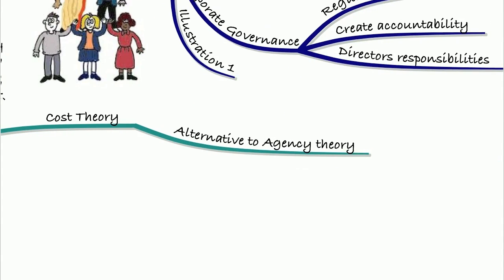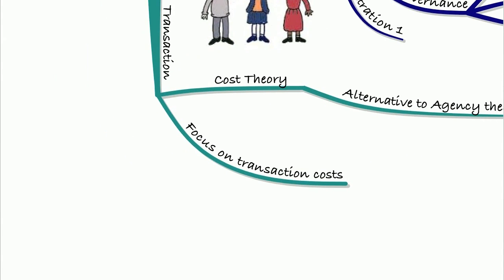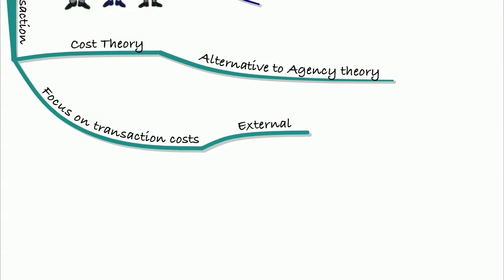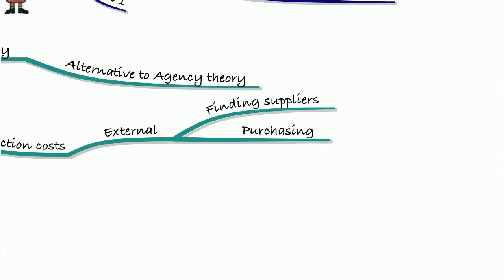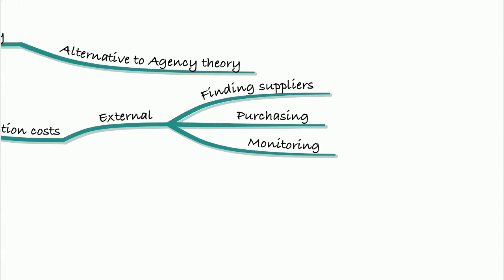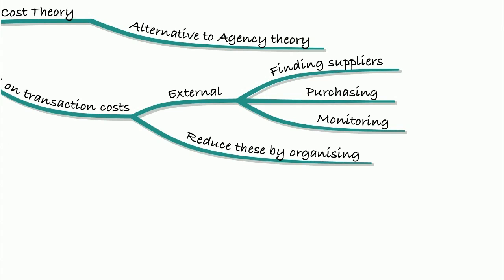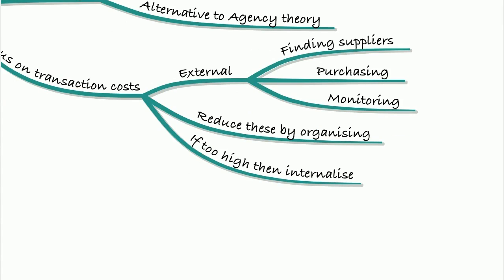Rather than focusing primarily on the relationship between the agent and the principal, what we focus on here are the transaction costs. That's the costs within an organisation, the costs of doing business. External costs such as finding suppliers, purchasing costs, those monitoring costs of the management, well, those need to be reduced. And we can reduce them by organising, i.e. by having corporate governance codes. If the costs are too high, we may well internalise those costs, so we could bring them internal to the organisation. By focusing on those transaction costs, and reducing them by having good corporate governance, that seeks to reduce the cost to the shareholders.